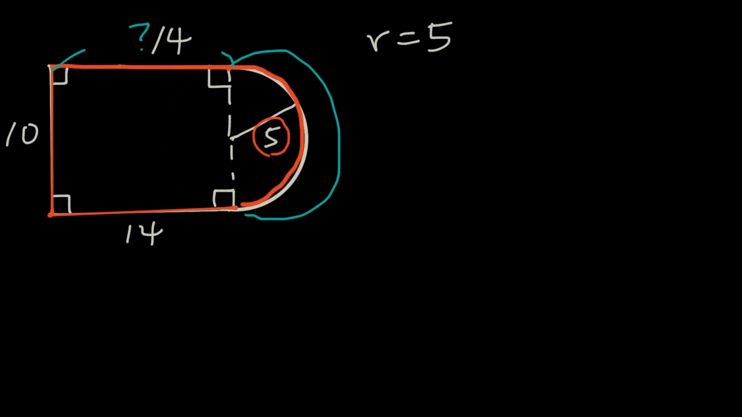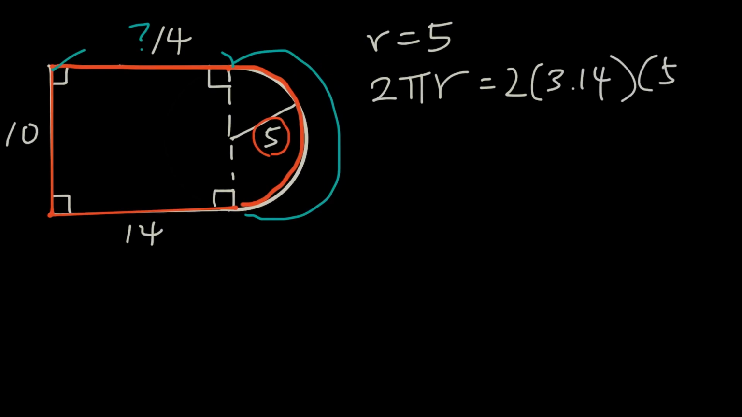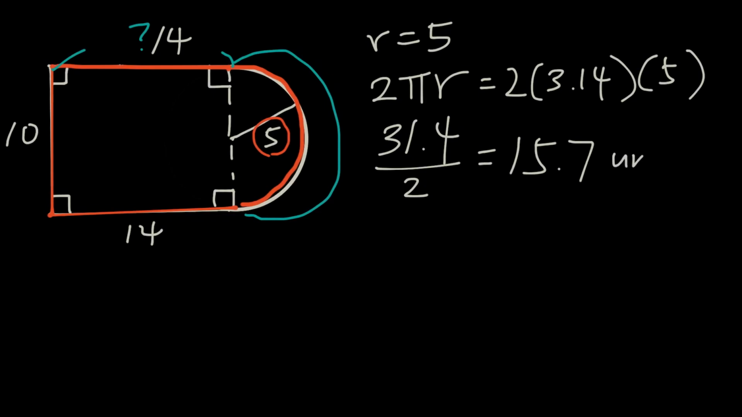So to find the circumference of this circle, we take 2 pi r, which equals 2 times 3.14 times 5. This would give us 31.4 units. But remember, this is the whole circumference of the circle. What we're looking for was half of that. So half of that would be 15.7 units. Okay, so now we've taken care of the half circumference of the circle.